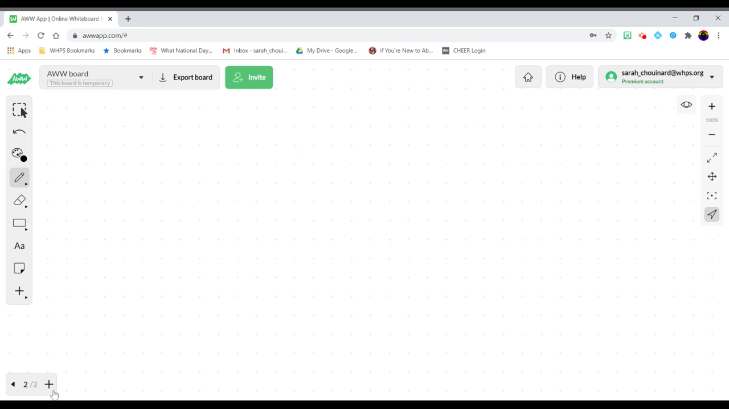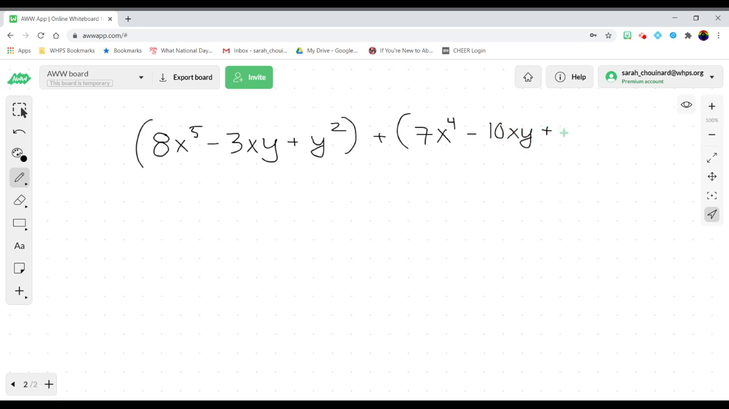Let's do one more addition example. So let's do 8x to the 5th minus 3xy plus y squared. We're going to add that to 7x to the 4th minus 10xy plus y squared. So 8x to the 5th is the only x to the 5th term, so that's going to go first. Then the next one will be the 7x to the 4th.